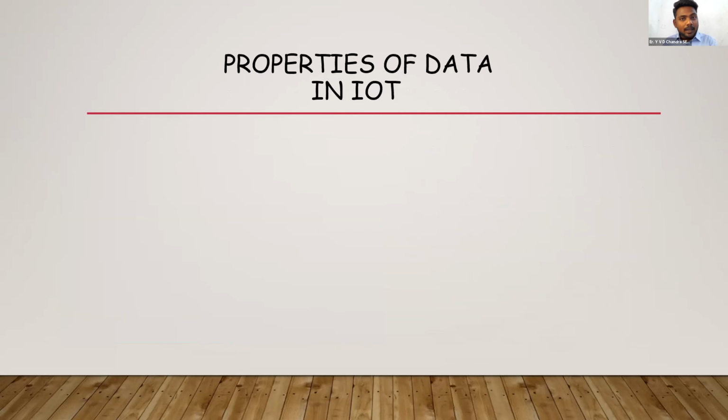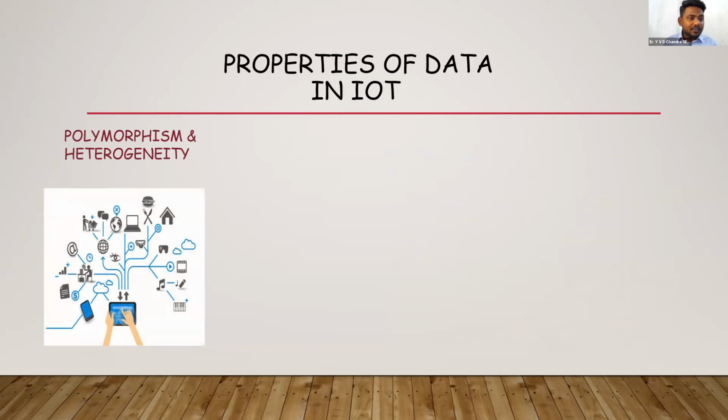So guys, next one is the properties of data in IoT. First one is polymorphism and next one is heterogeneity. Polymorphism means supporting multiple devices. For example, here I am using a mobile phone to operate a refrigerator. Instead of a mobile phone, I can use a tablet or any other device. That is nothing but polymorphism.